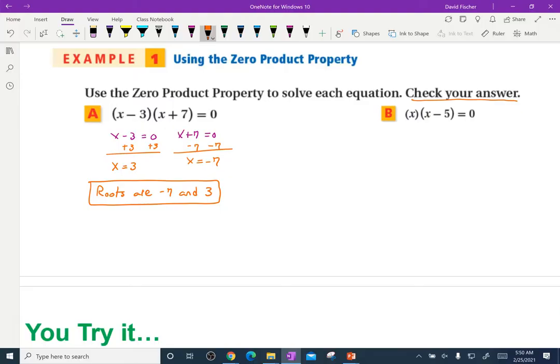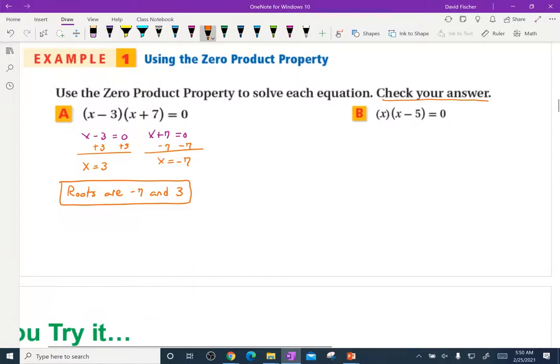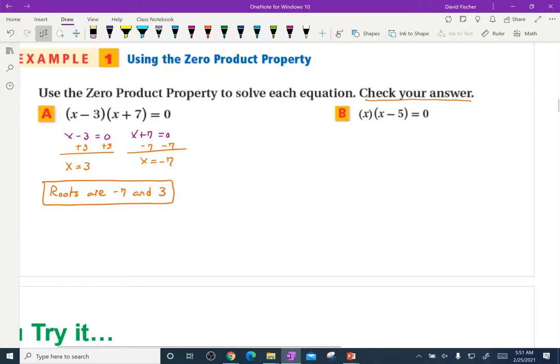Now, they said to check your answers, and we'll just check it on one. And so, actually, we can't check it because they didn't give us the actual equation. Let's see. They said check our answer. So, I'm not sure if they didn't give us the equation how we would check for zeros here. Yeah, I'm not sure what they mean by check it.